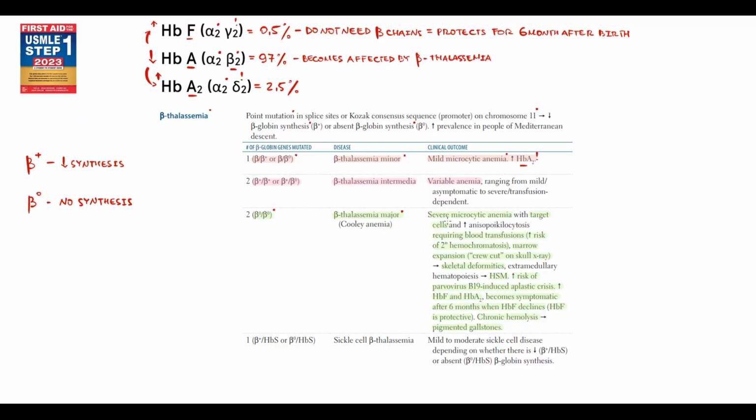So, thalassemia major causes severe microcytic anemia with target cells.